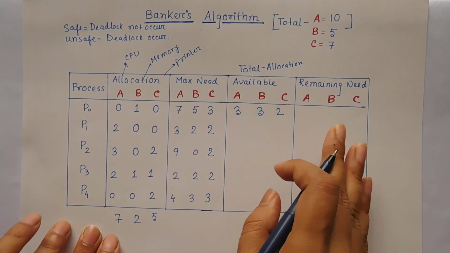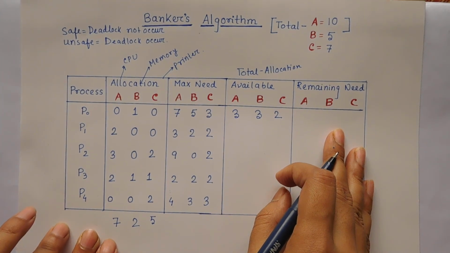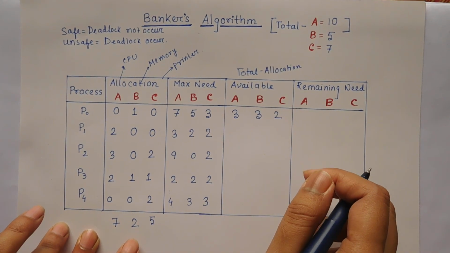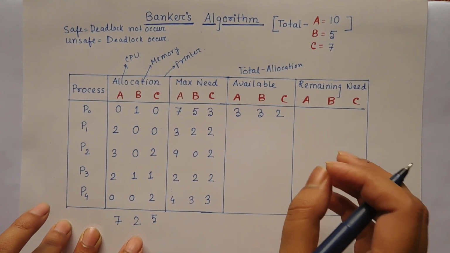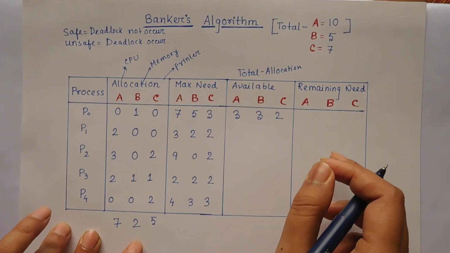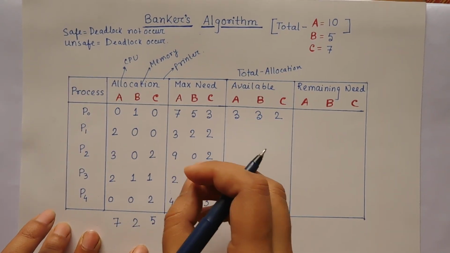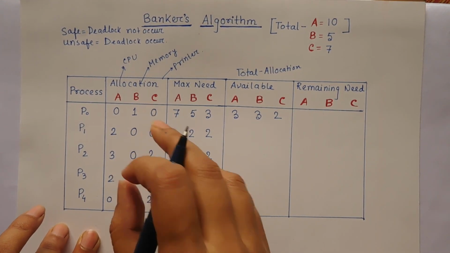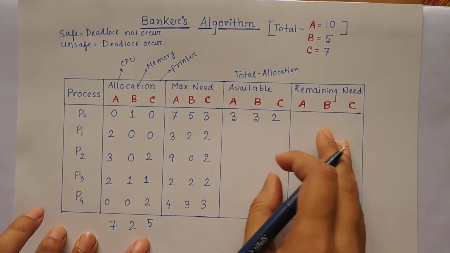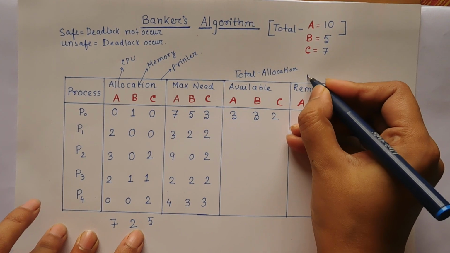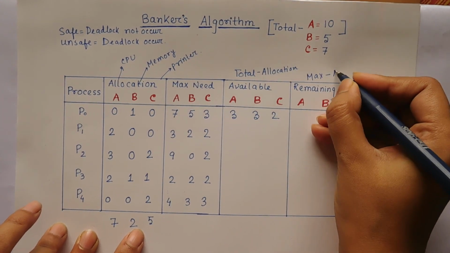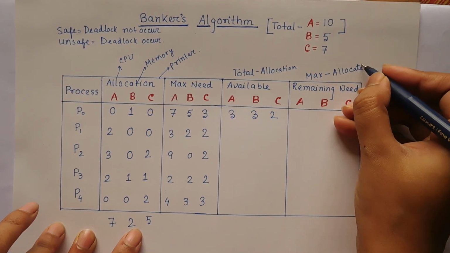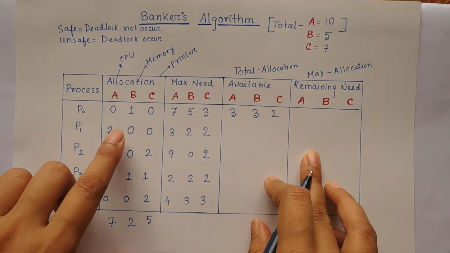Now we have to find the remaining need. What is the remaining need? Remaining need means the number of instances of the resources remaining, needed or requested by the process to execute. So this is the maximum need and this is already allocated. So what is the current need, meaning remaining need, and how do we find it? Maximum need minus allocation, or allocated resources. So we find it in this way.